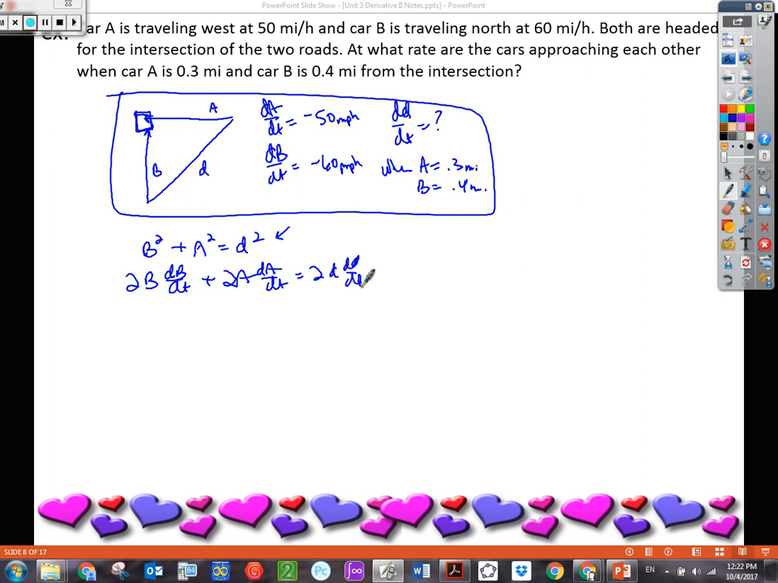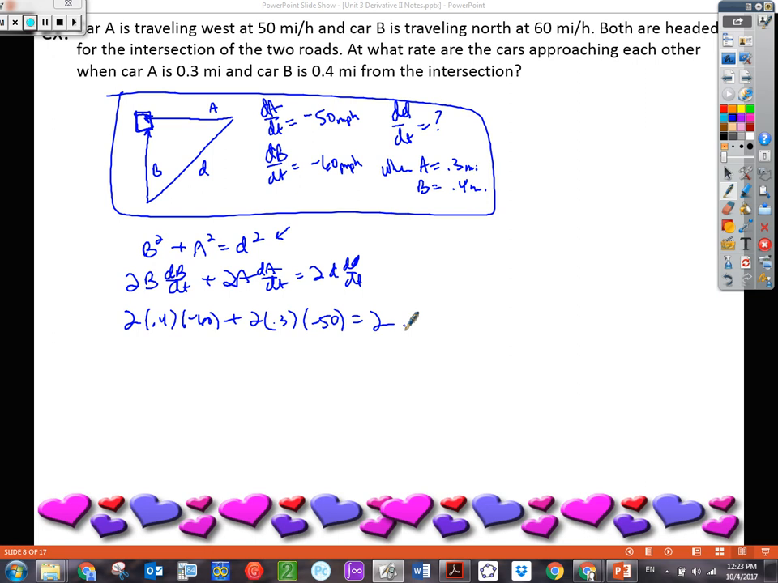At this point, what I like to do is just throw the numbers in there, because then I can figure out what I'm missing and what I need to look for. So here we go. B is 0.4. dB/dt is -60. A is 0.3. dA/dt is -50. We were doing so well, weren't we? We got everything except the D. We need the D, right? So let's think about, can we find the D?